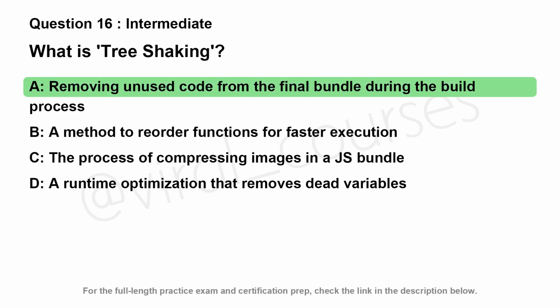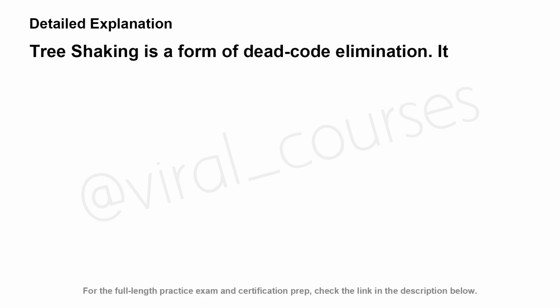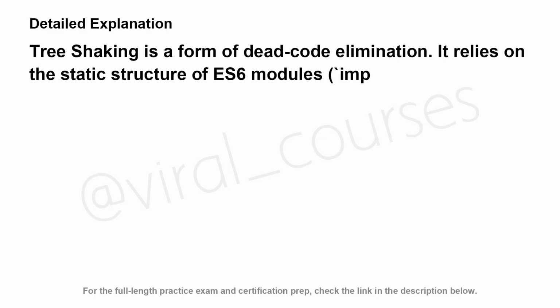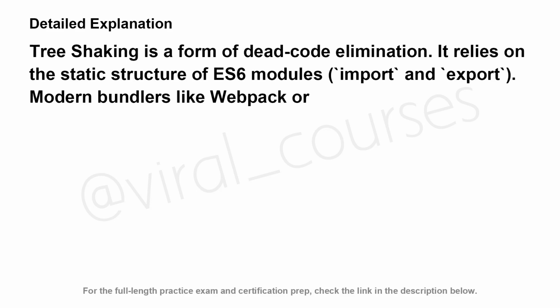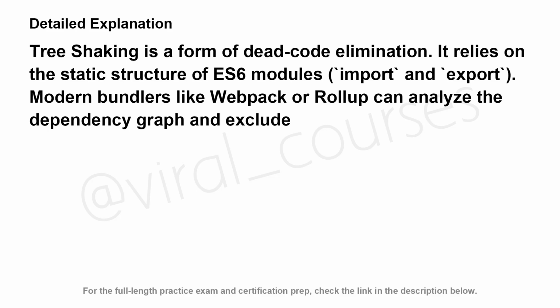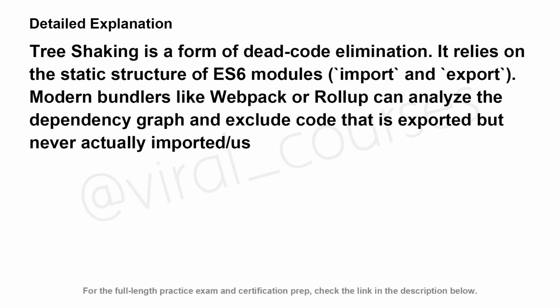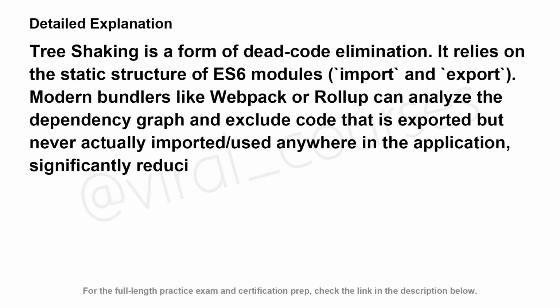The correct answer is A. Tree shaking is a form of dead code elimination. It relies on the static structure of ES6 modules, `import` and `export`. Modern bundlers like Webpack or Rollup can analyze the dependency graph and exclude code that is exported but never actually imported, used anywhere in the application, significantly reducing the payload size.